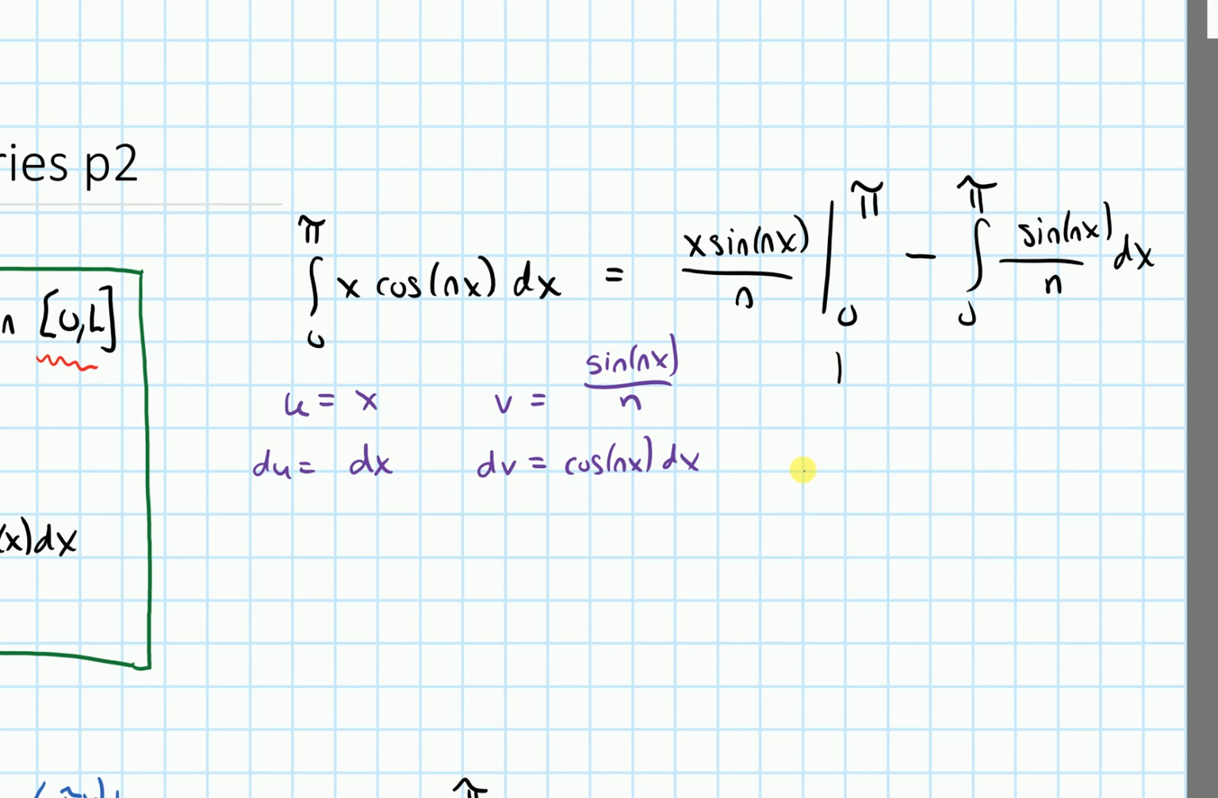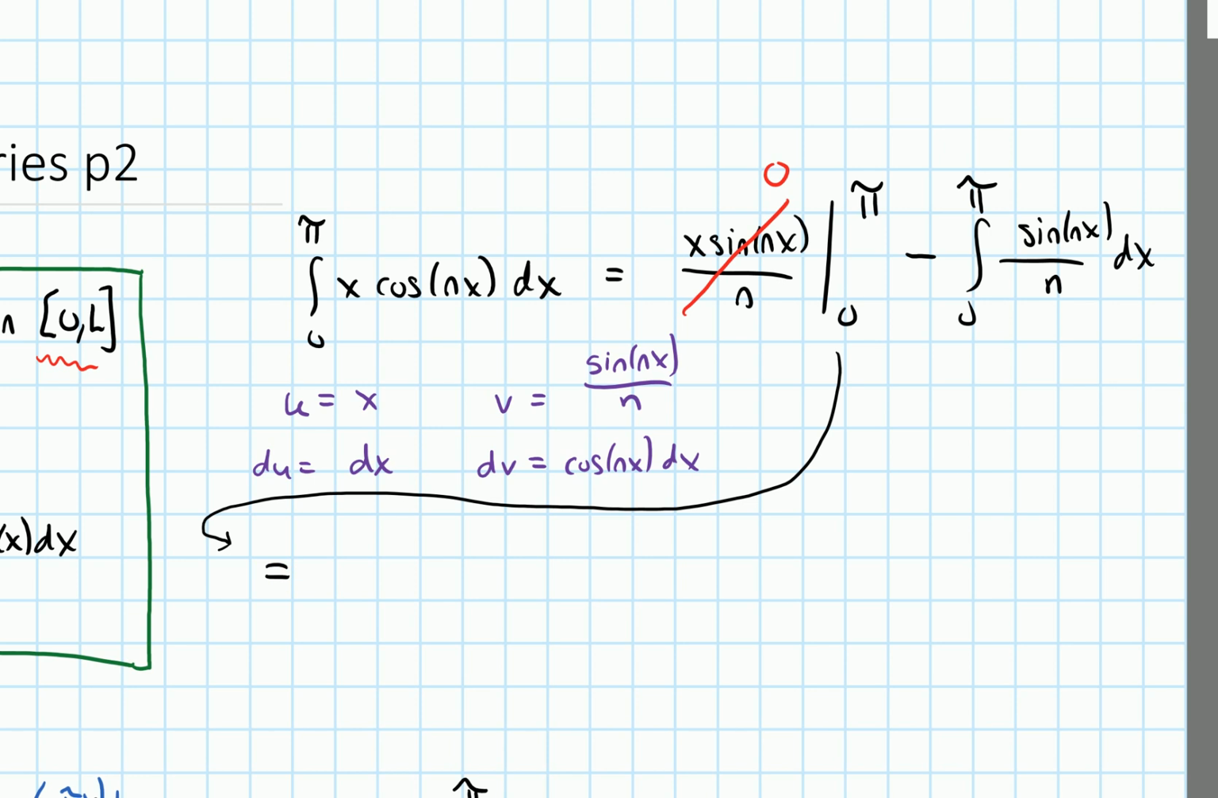All right, so let's go ahead and continue to simplify and evaluate this. So with this first fraction, when we plug pi into this, we're going to get sine of n pi, and that's 0. When we plug 0 into this, we'll get 0 times sine 0. Both of those are 0. So this first fraction is 0, so that's nice.